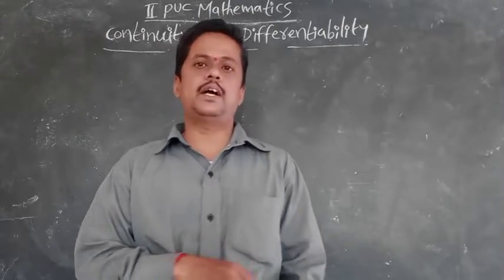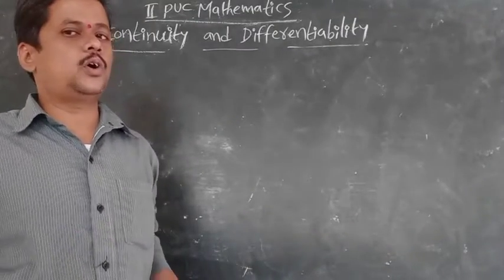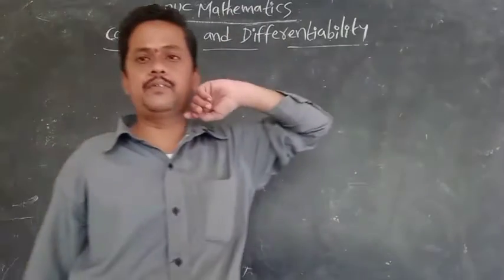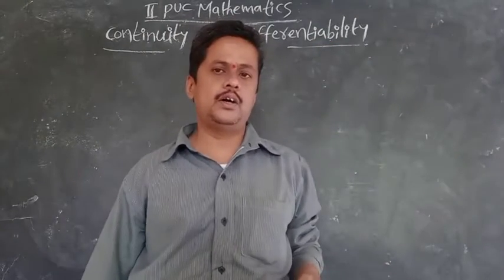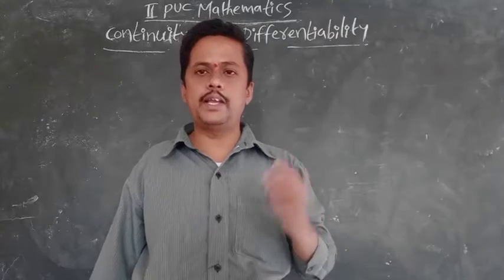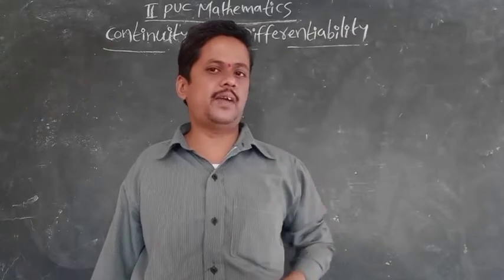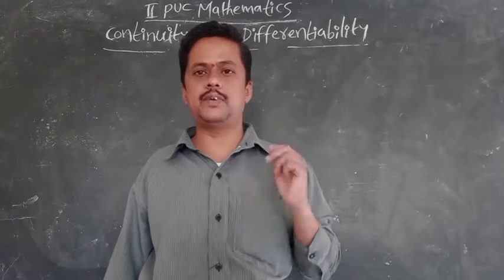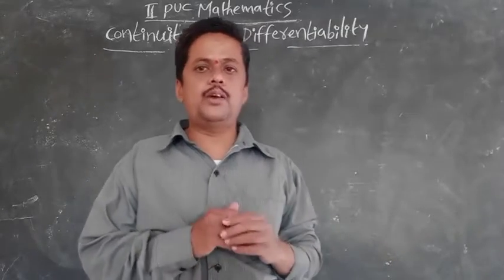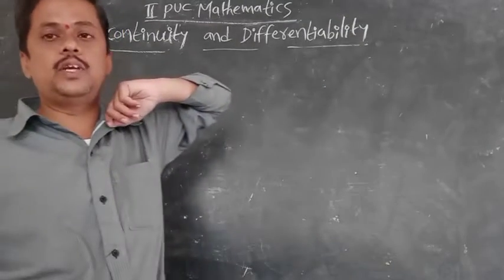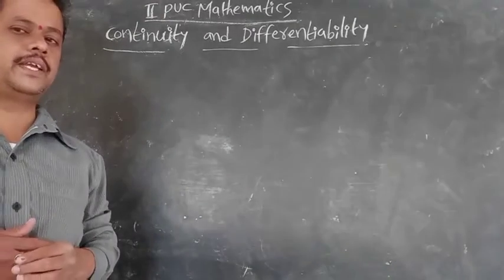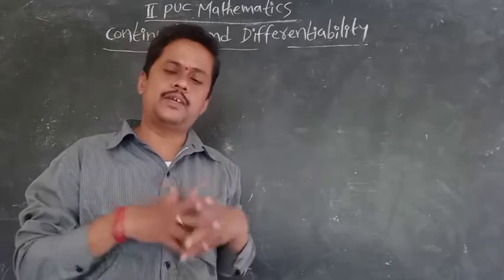In previous classes, in our first class, we already learned differentiation and continuity related concepts. Somewhat advanced concepts here also we are going to discuss in second PUC mathematics. The next chapter is continuity and differentiability. In first PUC we learned differentiability, continuity and different types of functions: polynomial functions, modulus function, greatest integer function. Relations and functions were also learned in first PUC and second PUC. In this chapter we have to discuss what continuity is, what differentiability is, and the relation between these two. This is very important for further classes, engineering.